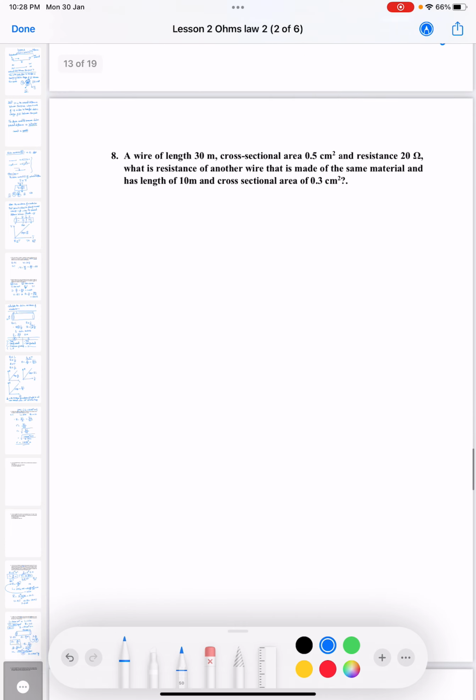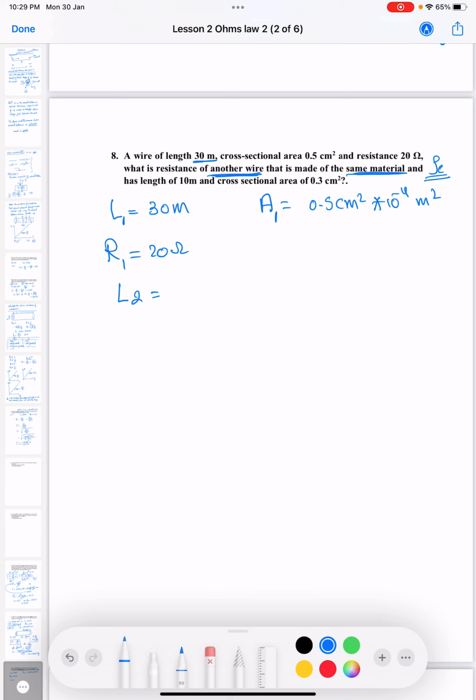Another problem. A wire of length 30 meter, length equal 30 meter, cross sectional area A equal 0.5 times 10 to the power negative 4 meter square, and resistance R equal 20 ohm. What is the resistance of another wire? We label them L1, A1, R1. That is made of same material, same material mean same electric resistivity, and has length L2 equal 10 meter and area A2 equal 0.3 times 10 to the power negative 4 meter square. We must calculate R2.